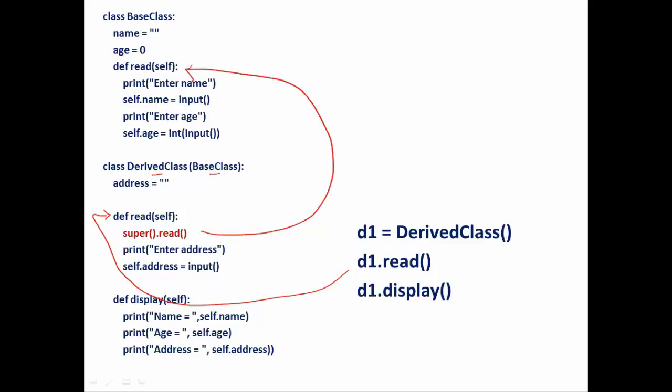It will go there. It will first read the name. It will then read the age. It will then, after executing this, come back and continue with this particular code. So what I can do is actually read the data belonging to the base class and the derived class using the keyword super. So this, to an extent, solves the problem of method overriding.